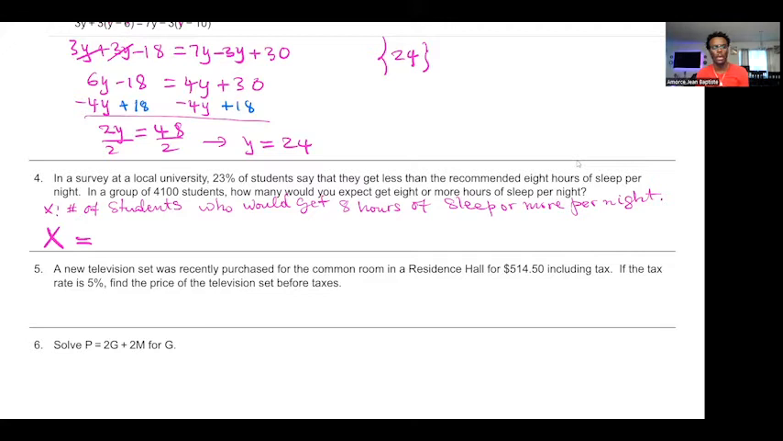Okay. Now, X is what? X is going to be the 4,100 students that they surveyed minus the 23%, which is the 23% of this amount. 23% of this amount is 0.23 times this amount.